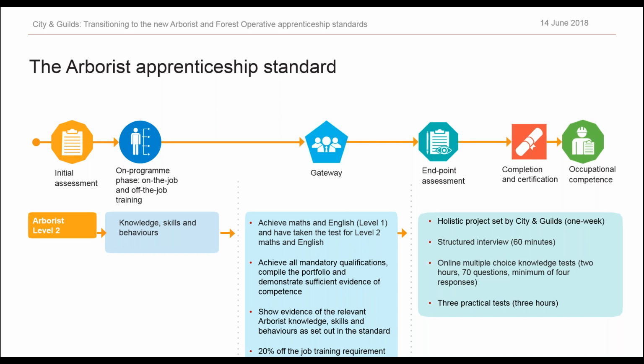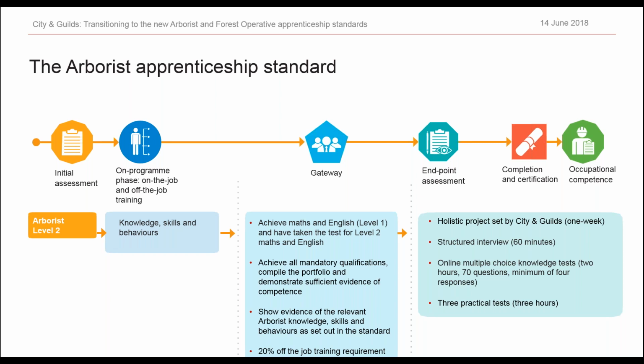They must compile a portfolio and demonstrate sufficient evidence of competence. They must also show evidence of the relevant arborist knowledge, skills and behaviours as set out in the standard, and they must also provide evidence that they've completed the 20% off the job training requirement. So if we look then at the endpoint assessment itself, we'll start off with the holistic project. Now the project should take 1 week away from the workplace to complete and is designed to test an apprentice's knowledge and application across many areas of the standard.